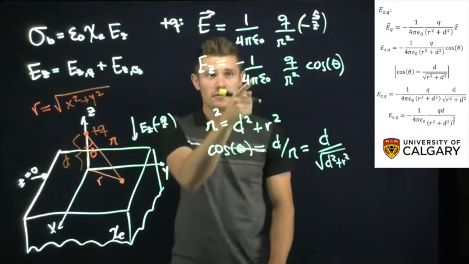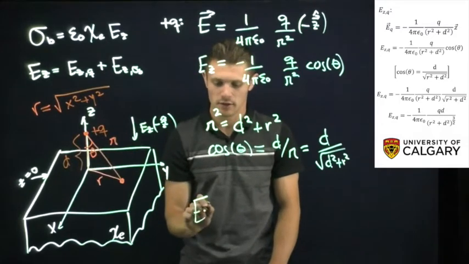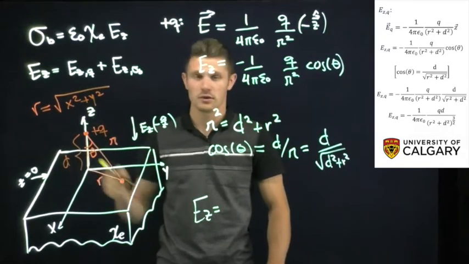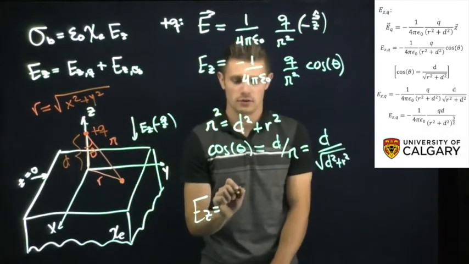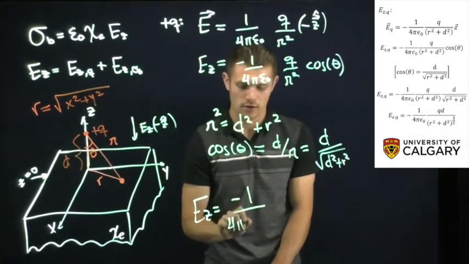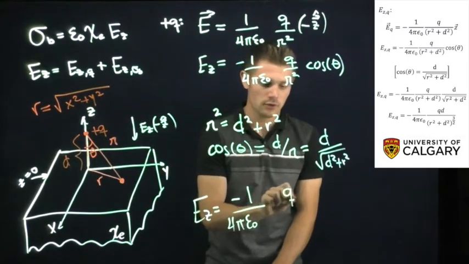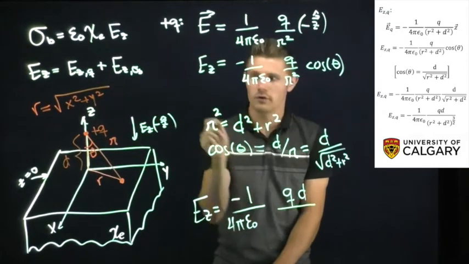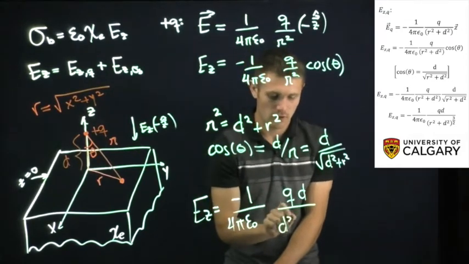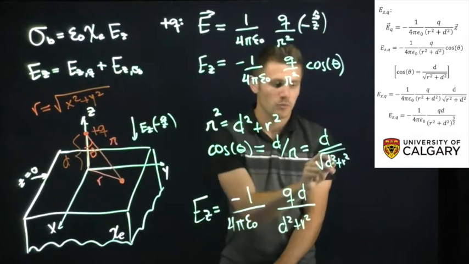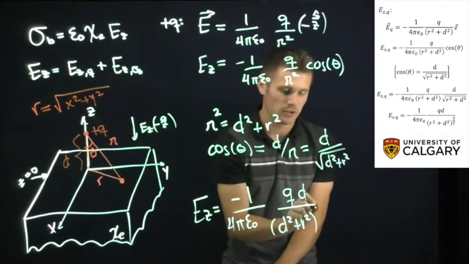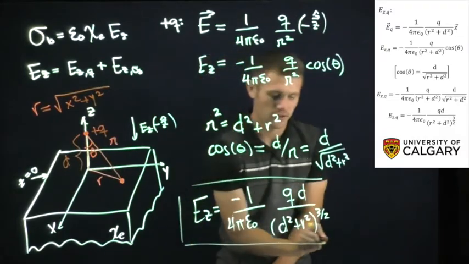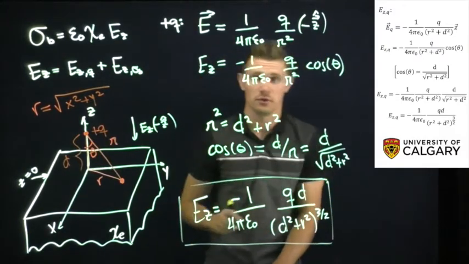And so if we plug both of these into our electric field component Ez, we have that the contribution from the positive charge q of the electric field z component on the dielectric plane will be negative 1 over 4 pi epsilon naught q times d, if we include q and d from the cosine theta, over our r squared term, which is d squared plus r squared, raised to the exponent 3/2. And therefore, this will be the contribution of the electric field from our positive charge q.